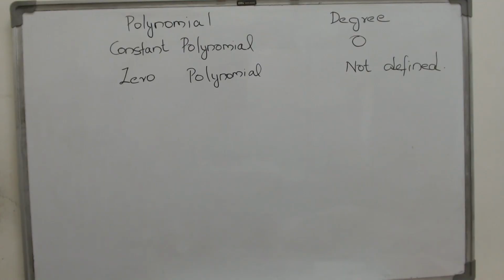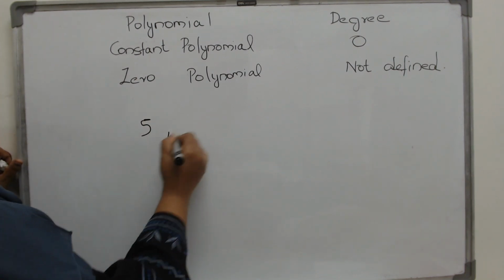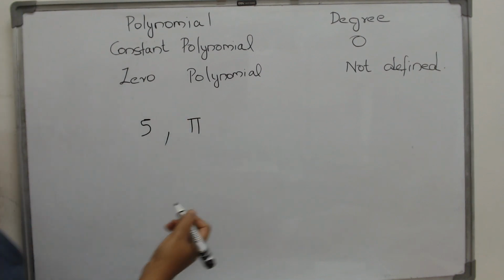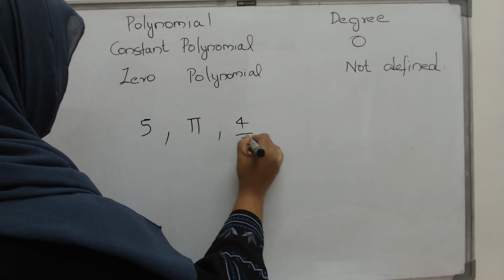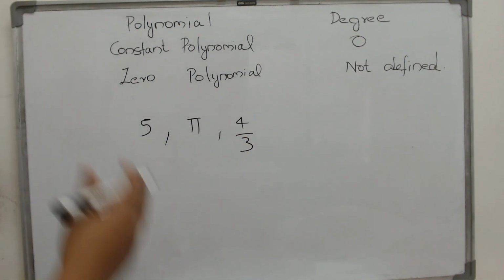Now let us see some special polynomials and see what their degree is. We start with a constant polynomial. When I say constant, I mean a non-zero number. You cannot give me 0. Give me any other constant. What about 5? Or what about pi? Pi is just 22 by 7, right? It is a rational number. Or what about 4 by 3? So these are all constants.